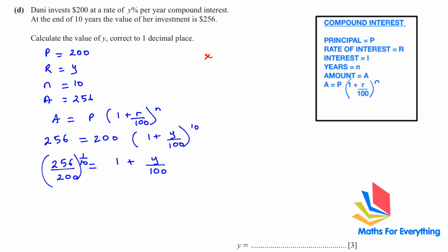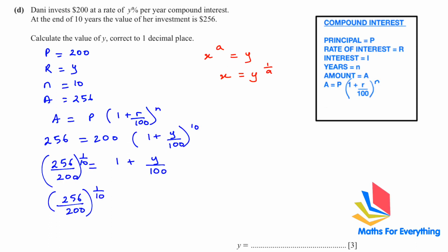Suppose you got x to the power of a is equal to y, and you want to make x the subject. We can write it as x is equal to y to the power of 1 over a. That's the same thing that we used here. Again, I'm not using the calculator. We'll just continue. Sorry about that. 256 over 200 to the power of 1 over 10.